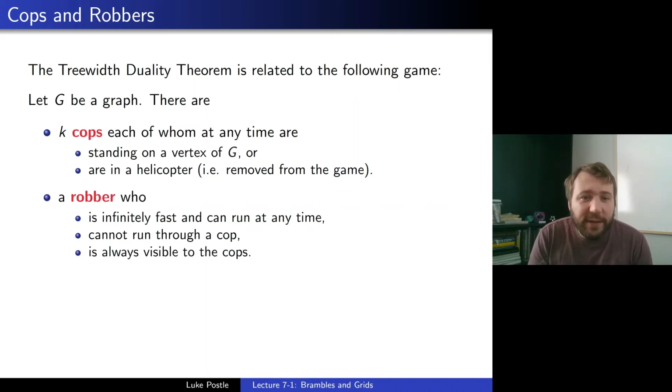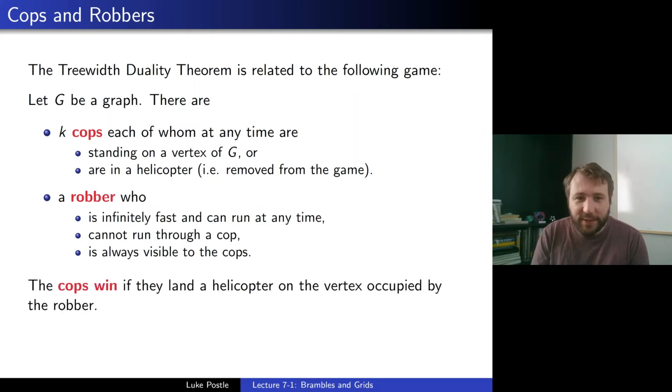And importantly, we're going to require that the robber is always visible to the cops. So you can't really hide. They can always see where you are. You're just relying on the fact that you can run really fast to try to elude them.